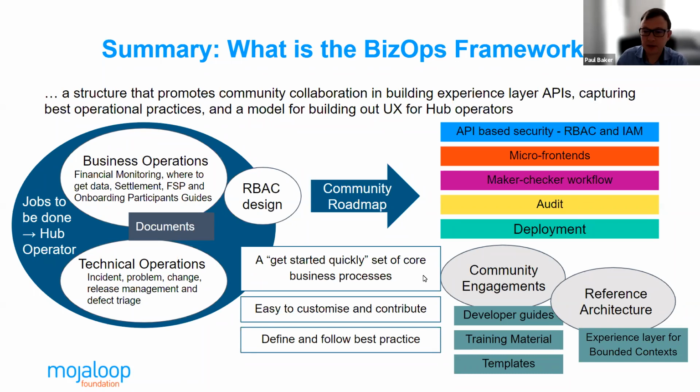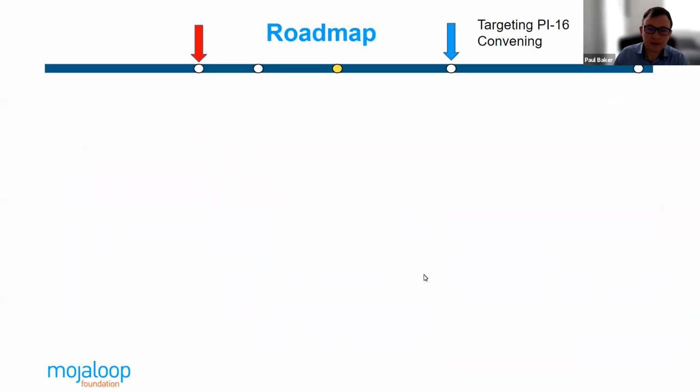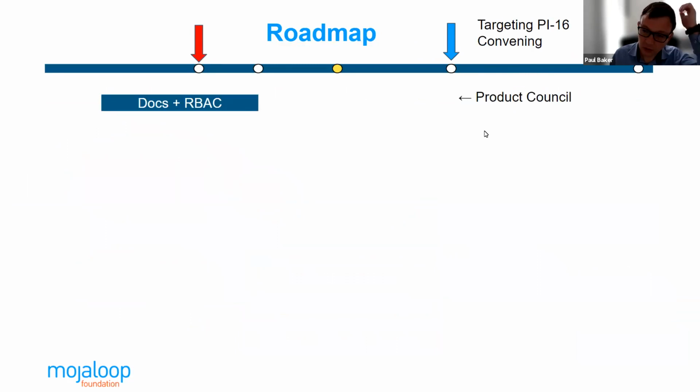Okay, that's my summary. So let's look at the roadmap. We've got two arrows: where we are now and where we're targeting. We're not quite sure where we'll get to, but that's certainly where we're aiming for. So the first part of the stream, as outlined before, was the documents and RBAC design. This is going to involve a report back to the product council.